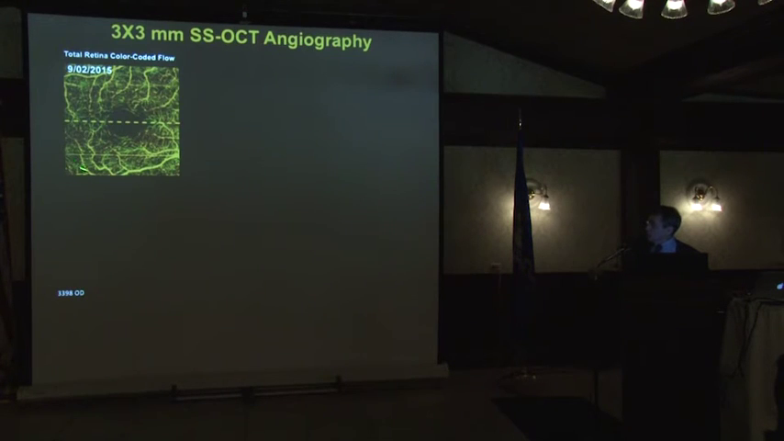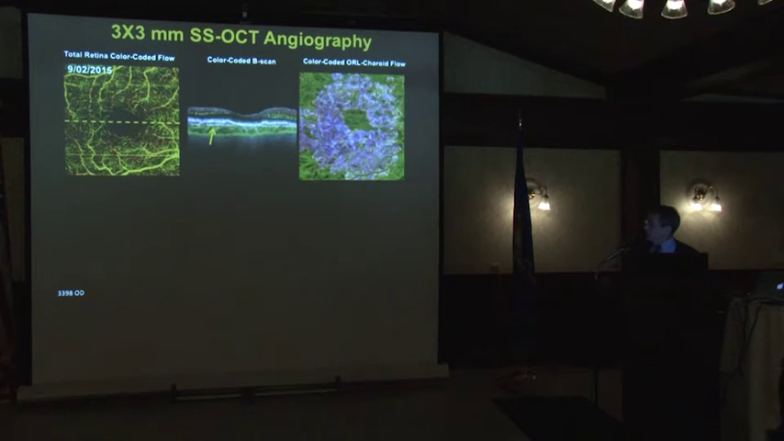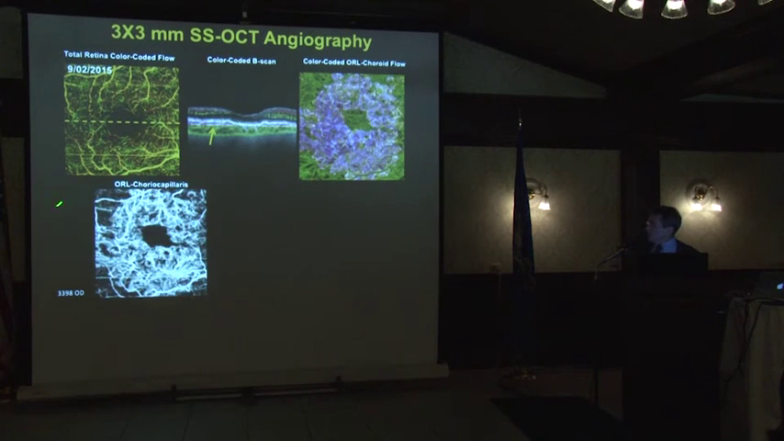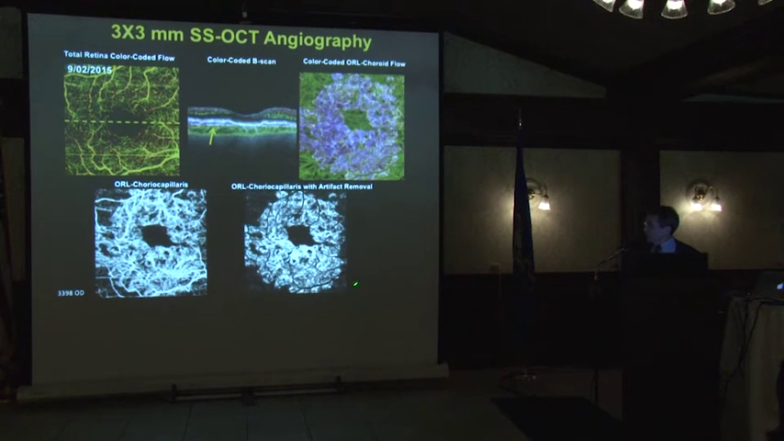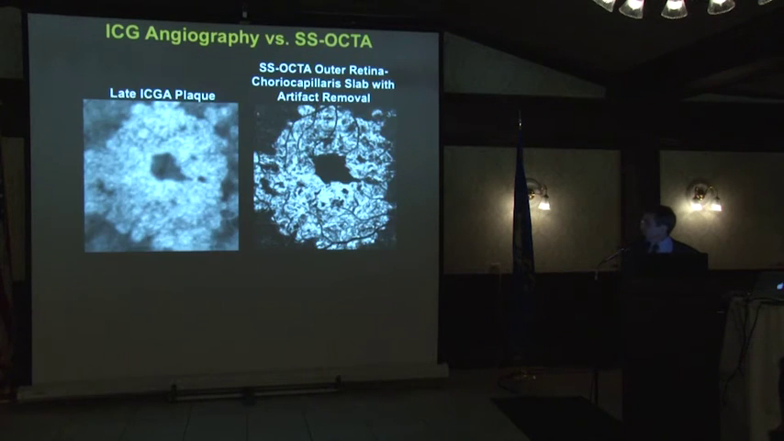Okay? So here's the total retinal flow, nothing seen there. Here's the composite OCTA slab with the choroid combined, the color-coded slab. Here's the entire OCTA slab with the projection artifact. And here we've removed the projection artifact. That's the neovascular lesion. All right? And that's how it compares to the plaque.